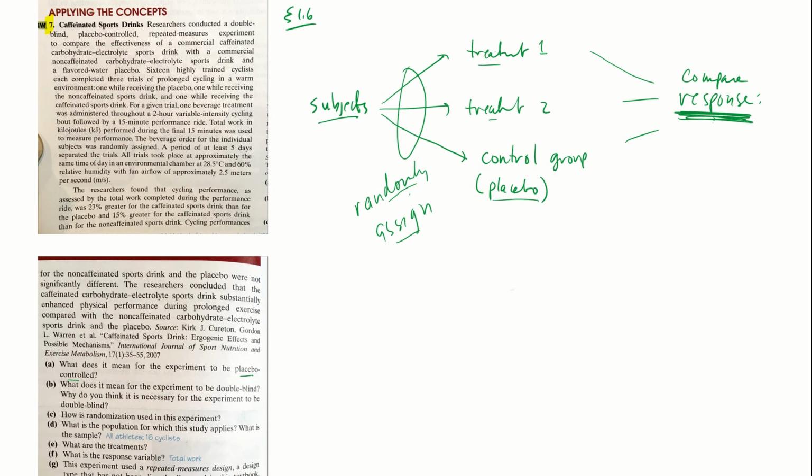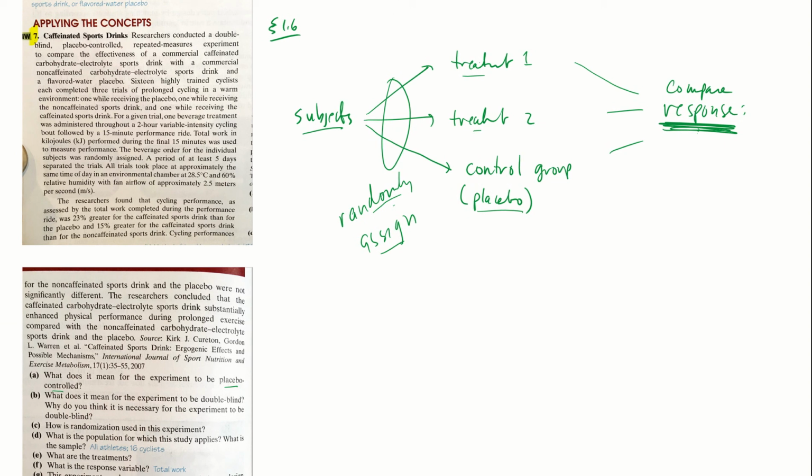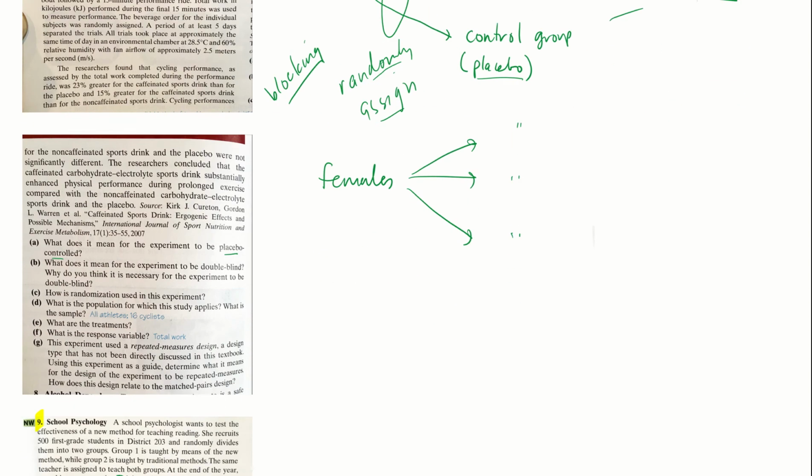Now, if I know my treatments are going to vary between males and females, then I might do something called blocking, and I might say, oh, I'm going to do males here, and I'm going to do females here, and do the same experiment among the females. Okay, treatment 1, treatment 2, and the placebo. If I know the treatments are going to affect the males and females differently, this is called blocking. Okay, that's something that we do sometimes.